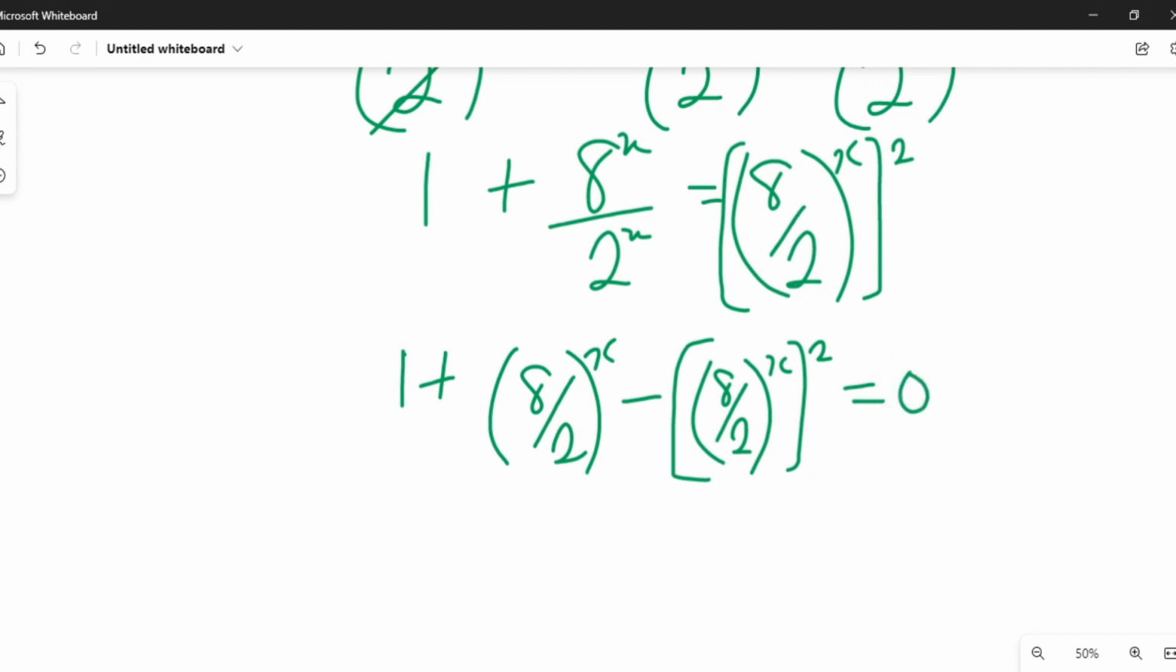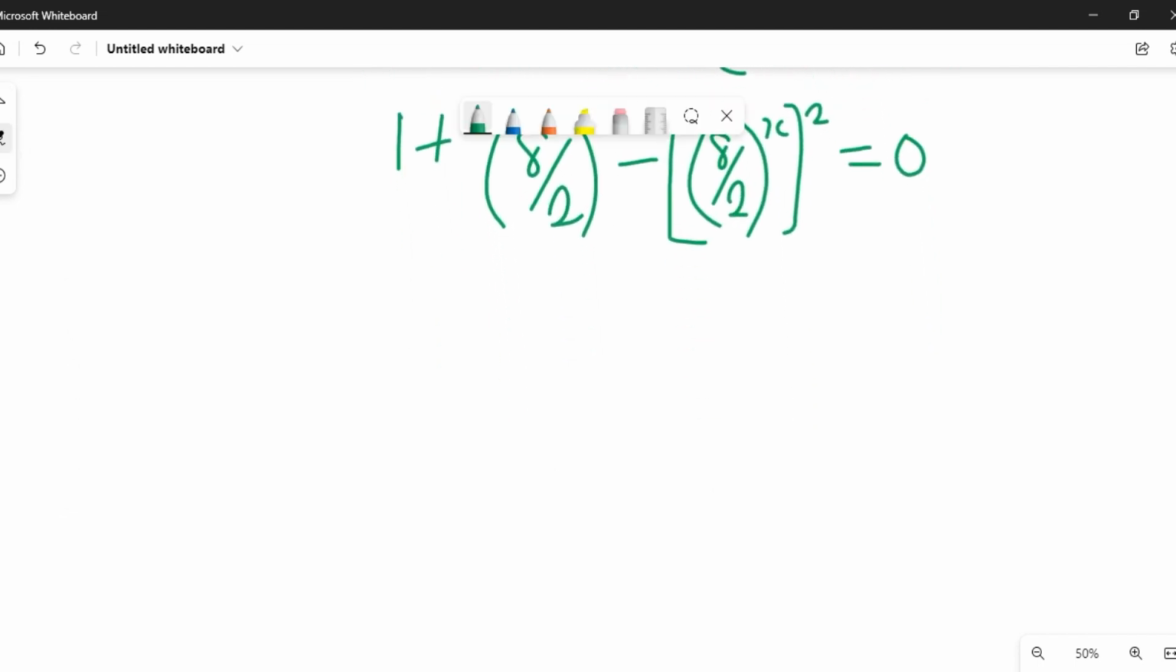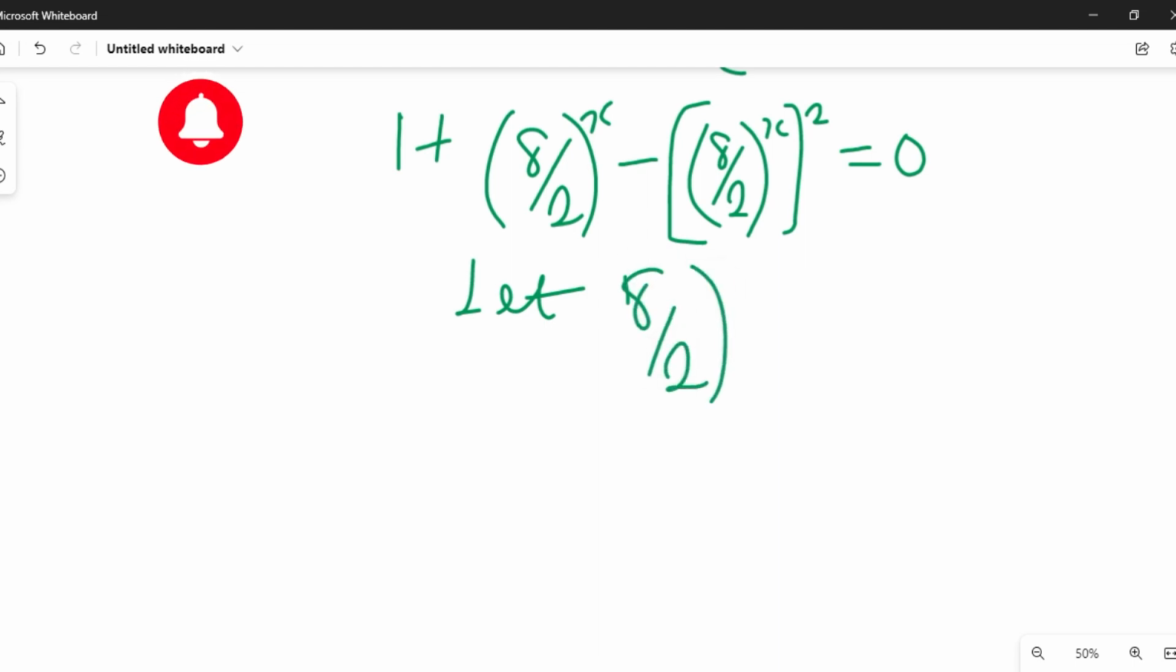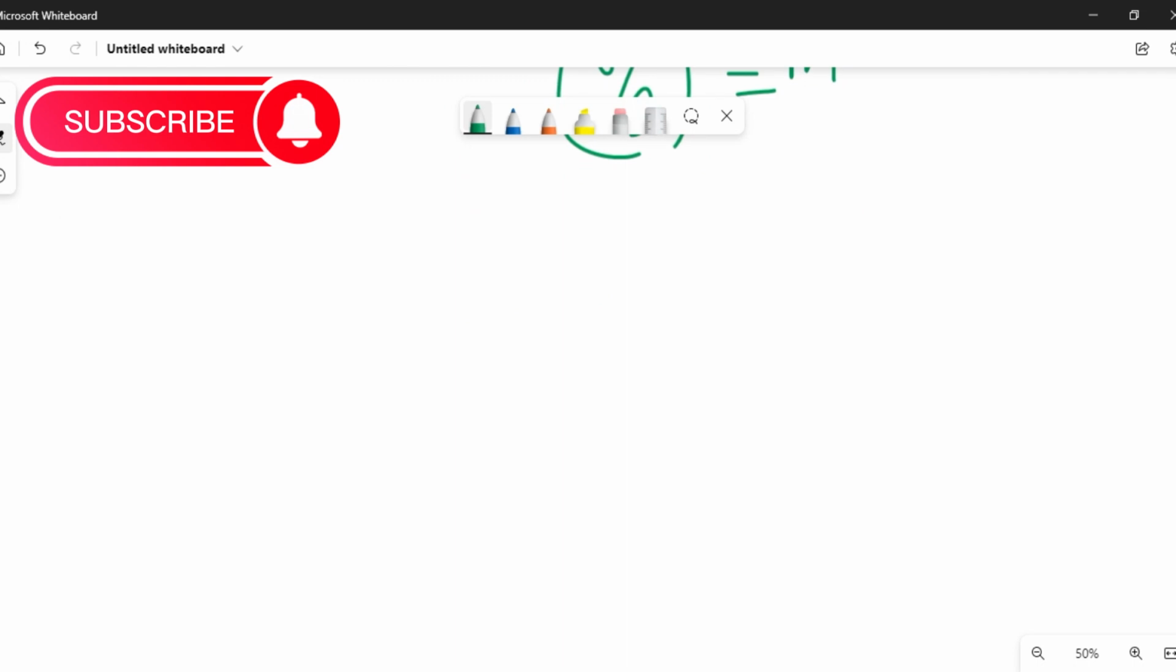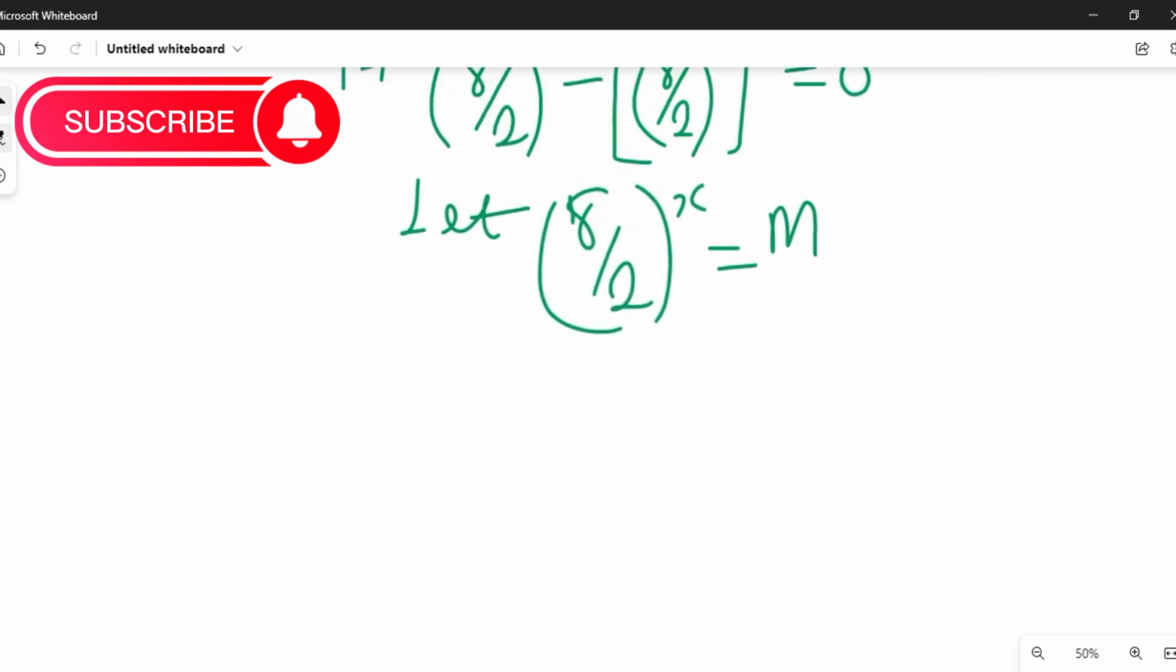So having arrived at this, we find that (8 over 2)^x is common. So we'll let (8 over 2)^x be equal to m. If we do that, we simplify that equation to give us 1 plus m minus what? m^2 equal to 0.